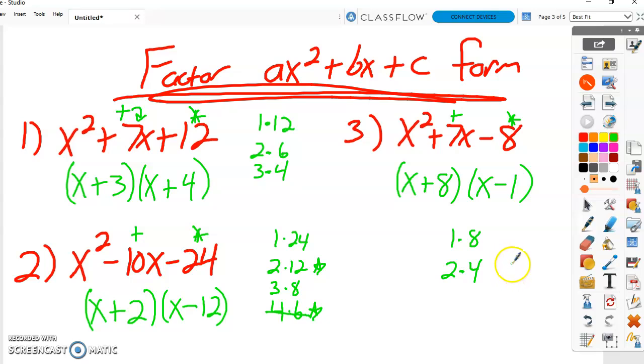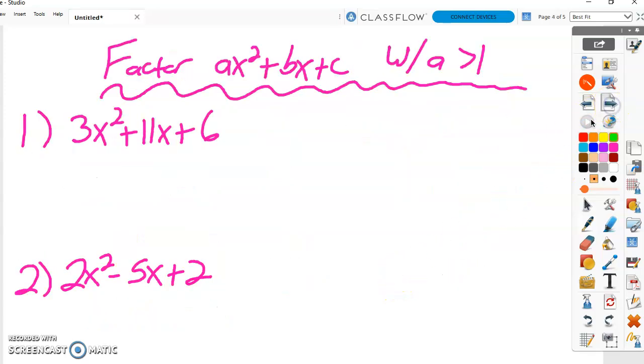All right, and there's how we factor in ax squared plus bx plus c form, standard form. Now, let's crank it up a notch. We are going to factor in ax squared plus bx plus c standard form, but we're going to change the front number. This gets a little bit tricky.